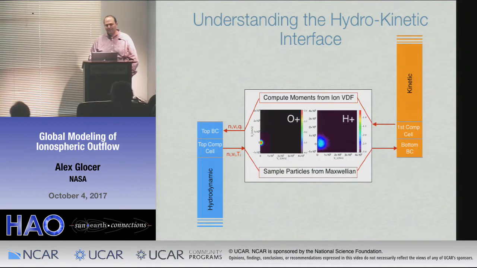And are you doing this for every time step of kinetic and fluid, or is there some exchange time where they only exchange information intermittently? No, that's a great question.